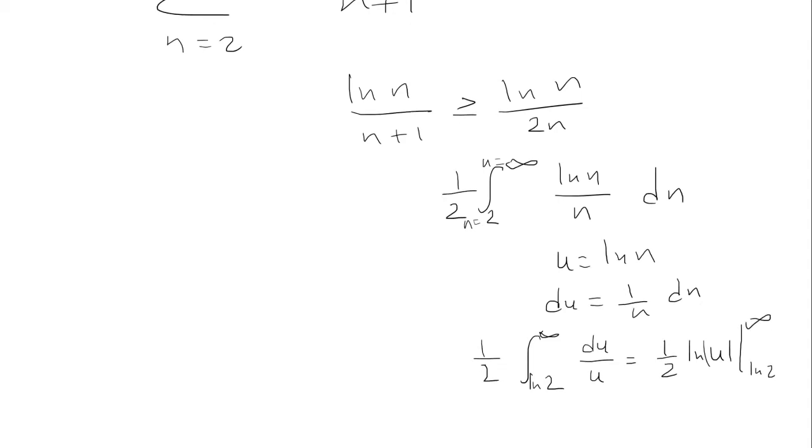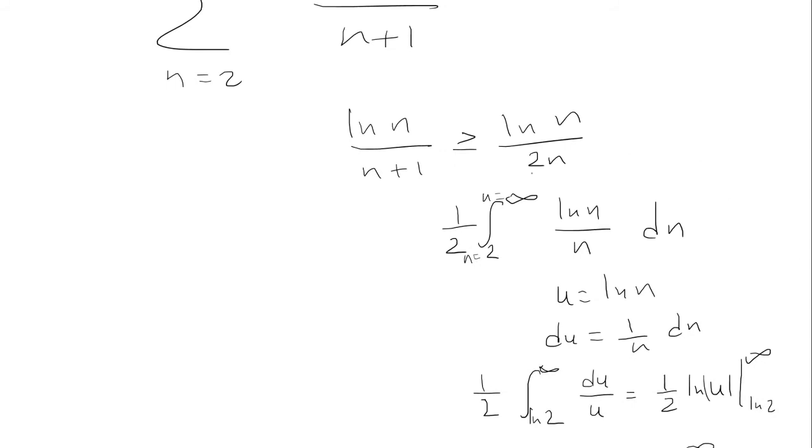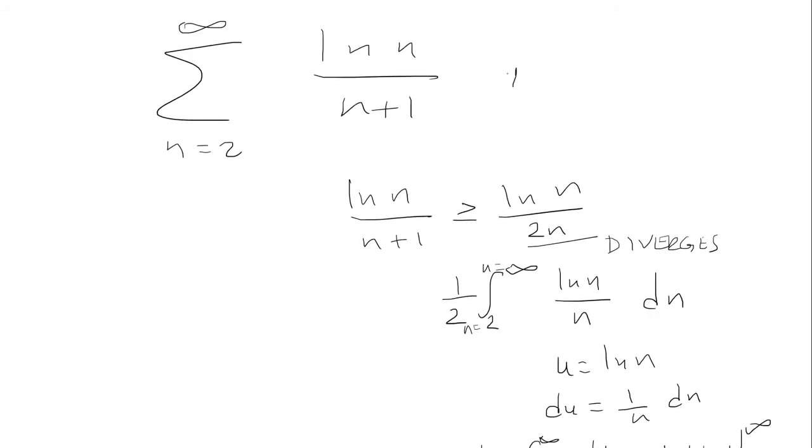So this is an improper integral, and technically, to be exact, you need to have a limit to approach infinity. But basically, as u approaches infinity, ln of u will also approach infinity. So this integral is infinite. And by the integral test, this diverges. And so anything bigger than it will also diverge. So by the direct comparison test, this diverges.